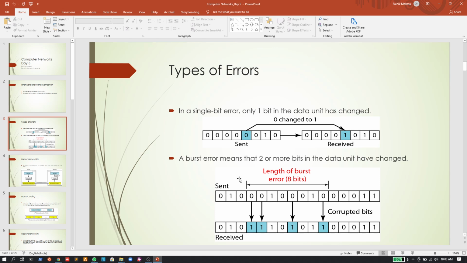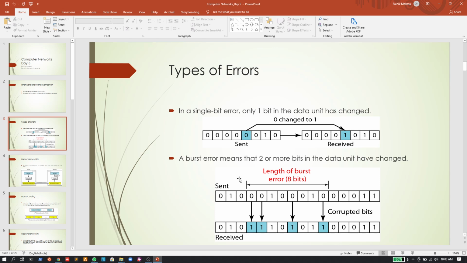Okay, so again if I see the larger picture, we can say that there are 2 types of errors, single bit error and burst errors. But if I go into the details, we can say that there are 3 errors. One is a single bit error, one is a multi-bit error, and lastly there is a burst error.